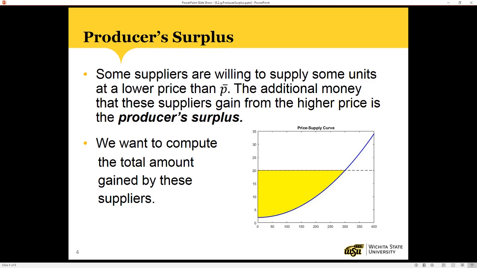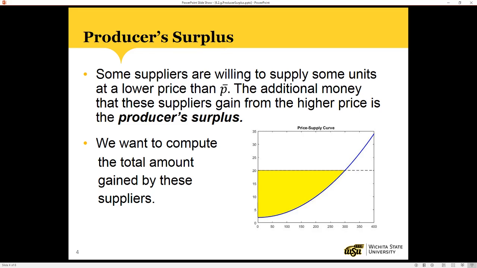If you look at the graph, you'll notice that now, as the price goes up on the vertical axis, the number of units that producers are willing to supply also goes up. So this is an increasing function. There will, however, always be producers willing to supply units at a lower price than P bar. The additional money this producer gains from the higher price is called the producer's surplus.